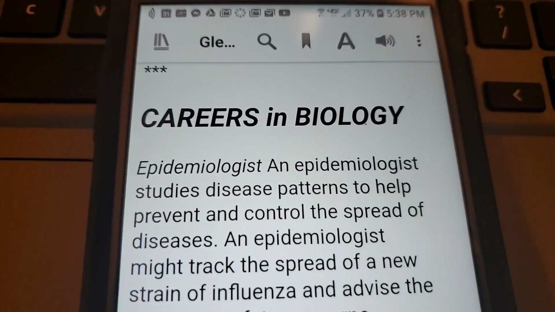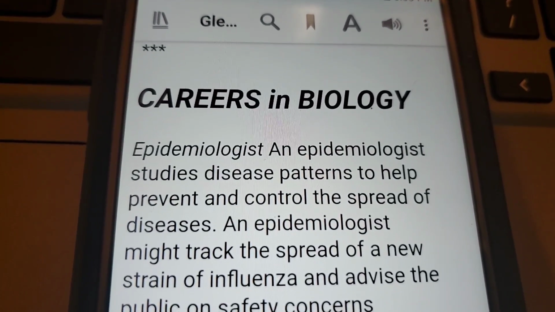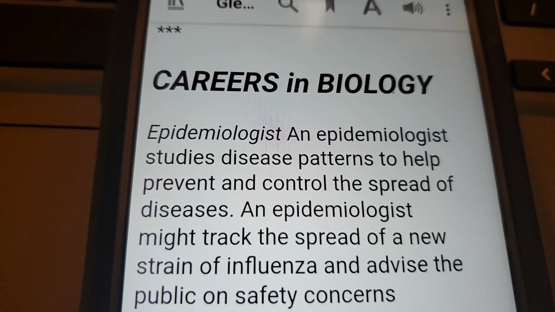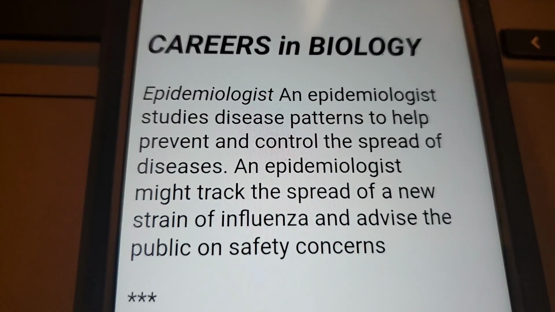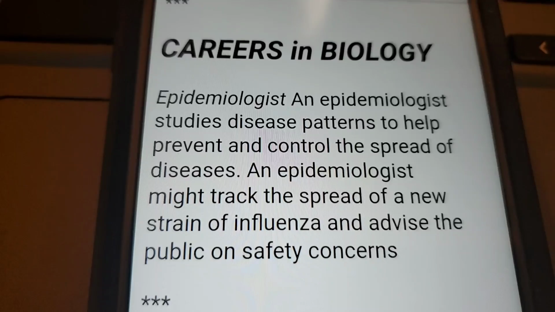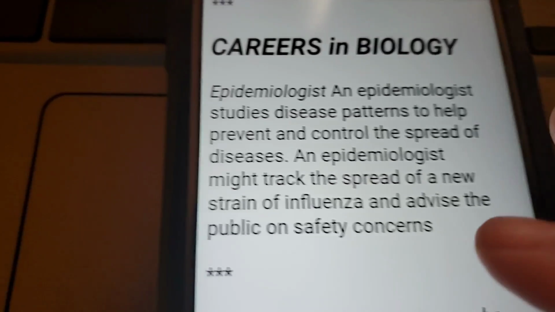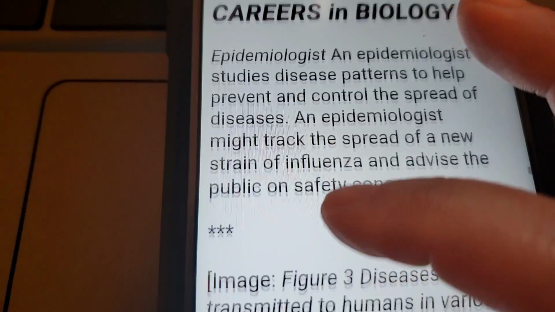Okay, careers in biology. Epidemiologists study disease patterns to help prevent and control the spread of diseases. An epidemiologist might track the spread of a new strain of influenza and advise the public on safety concerns.